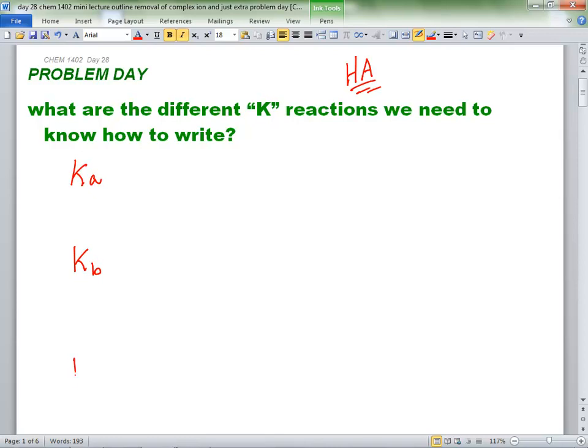And there's one more, Ksp. So HA won't really fit into that one. Well, go ahead and write them out. See if you can remember how it goes. All right? How did we write each of these? And use HA as the conjugate acid where appropriate.